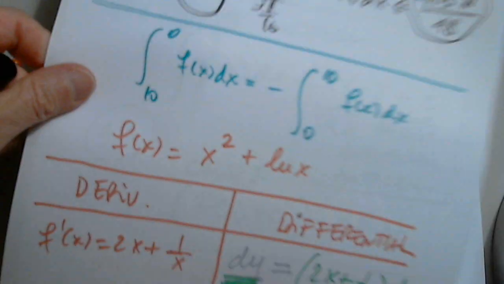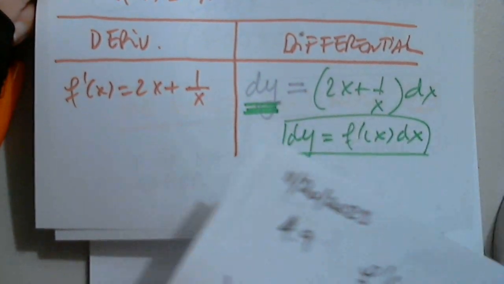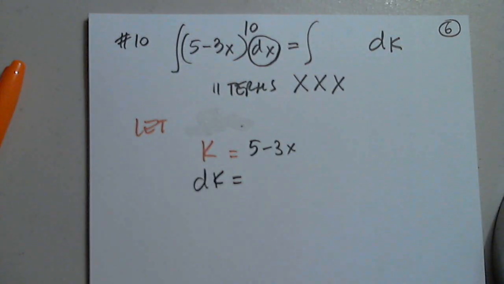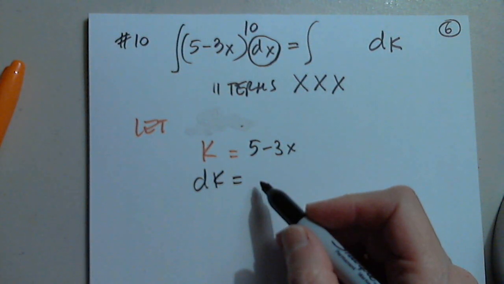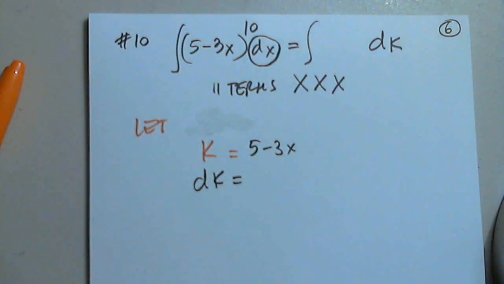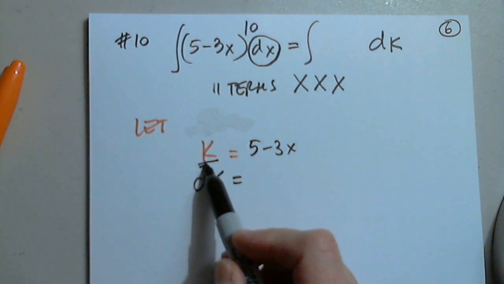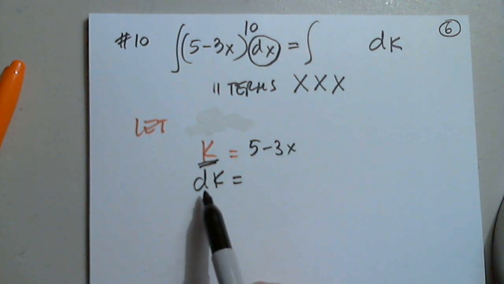Oh, is it just k to the power of 10? That's why we started with this. That's why I refreshed your memory on this. So I get the correct answer, please. Negative 3 to the power of 10. We're talking about k, which is 5 minus 3x. And we want to find dk.